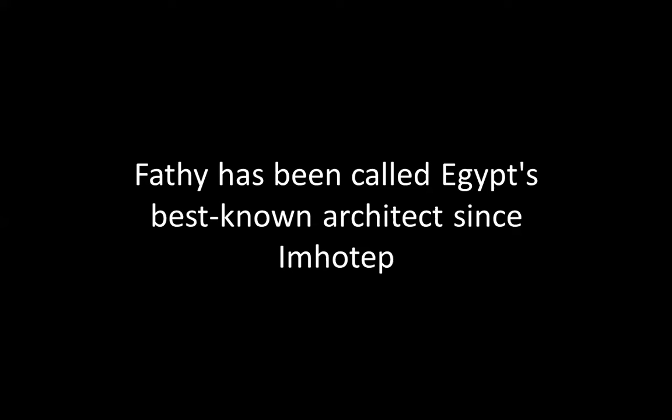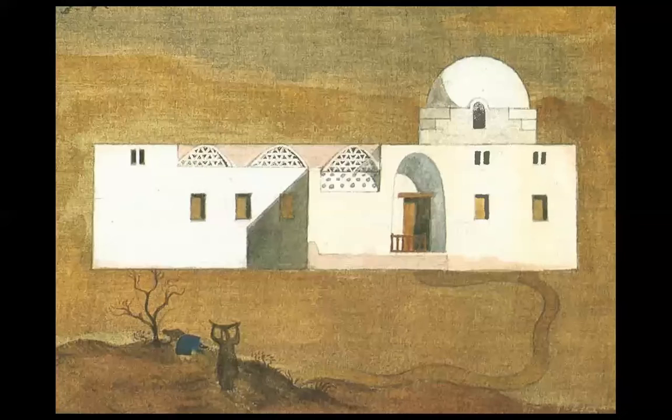And a few centuries after Imhotep died, he was deified by the Egyptians. So he is considered now godlike. Not a little thing. Hassan Fathy was not deified, not sanctified. But as you can see, he's considered the best known architect since Imhotep.